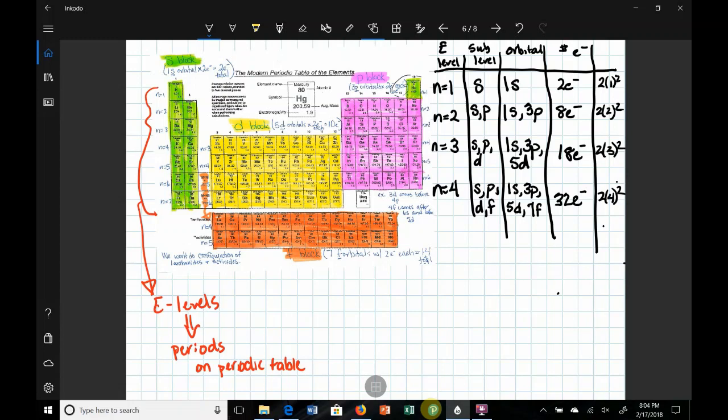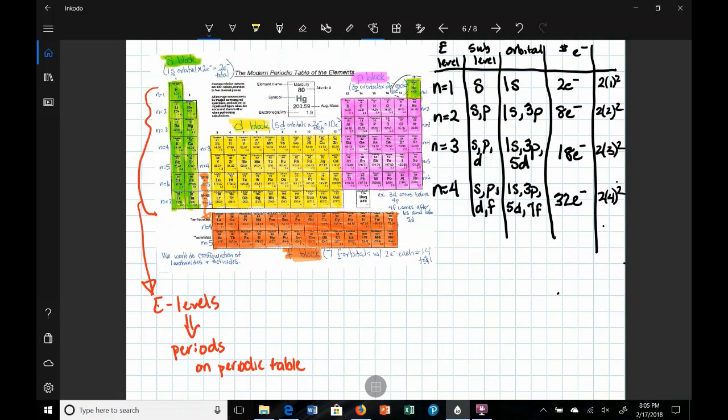Moving down the periodic table, notice in energy level number 2, we've got 2 electrons in our s sublevel, and then we have 1, 2, 3, 4, 5, 6 electrons that can fit in our p sublevel. Notice that as the atomic number increases, the number of protons increases, and because these are neutral atoms, the number of protons is going to be equal to the number of electrons.